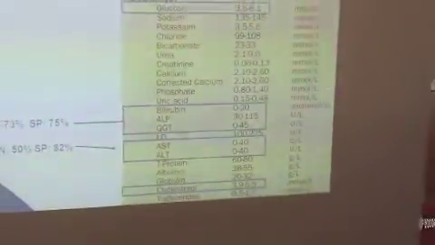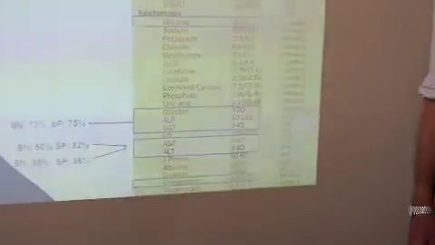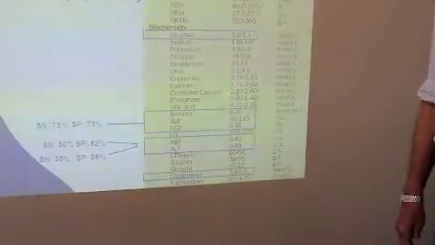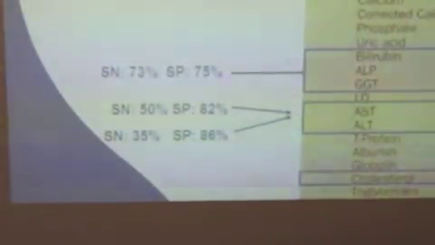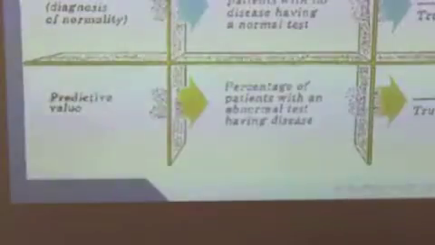When we look at these tests, what we want to say to ourselves is, how good are the tests? How helpful are they? And we come up against two terms. SN stands for sensitivity, and SP stands for specificity. And these are two important concepts to understand with regard to any medical test that is done.